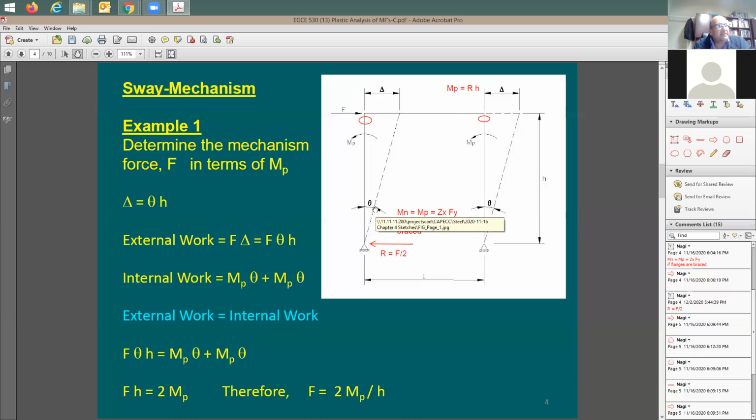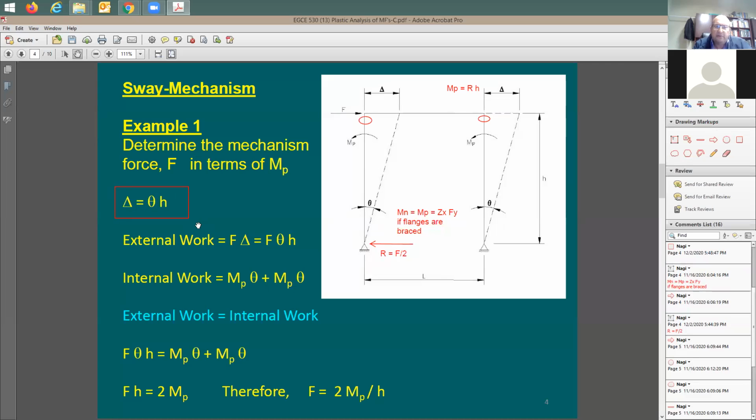And tan theta in this case is going to be equal to delta divided by h. It's going to be equal to that length divided by this height, right? This is what you call the tangent of this angle. So theta is going to be equal to tan theta, which is equal to delta divided by h. Therefore, delta is going to be equal to tan theta, or theta, times h. This explains this equation.